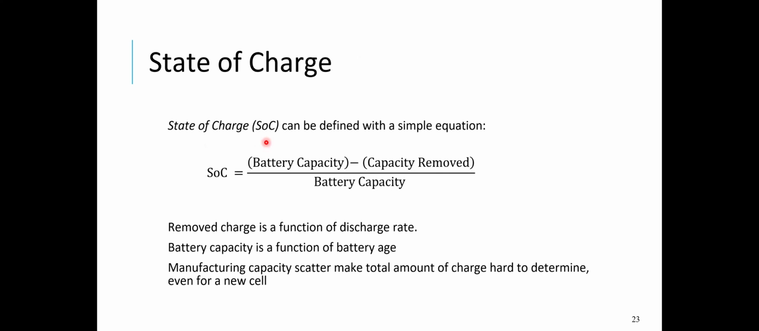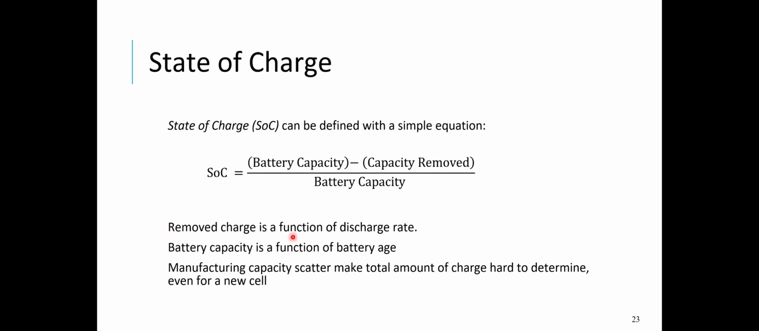So state of charge, we already talked about. It can be defined with a simple equation. It's the nominal battery capacity, minus the capacity removed, divided by the battery capacity. So like we said, if the battery is fully charged, the capacity removed is 0. So the state of charge is battery capacity divided by battery capacity. State of charge is 1. When the battery is fully discharged, battery capacity equals capacity removed. So I have a 0 here divided by whatever the capacity is. State of charge is 0.